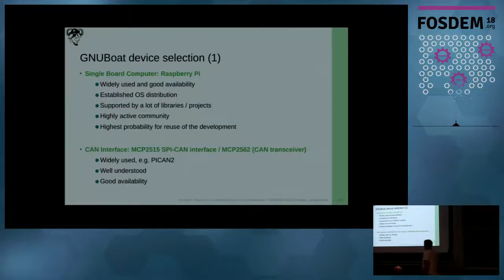The CAN interface is an important interface. We selected some Microchip devices for that because it's also widely used. There are reference designs available like the PyCAN 2, which we actually use. I'll show that later on. And it's also well available. We just heard the talk about availability, so that's fine.